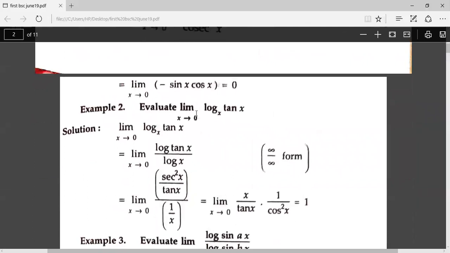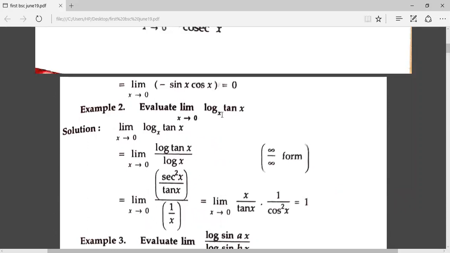Next, evaluate limit x tends to 0 of log of tan x to the base x. Remember, not to the base e, but to the base x. Consider limit x tends to 0 of log x tan x. You can write this using the logarithmic rule. What is the logarithmic rule? Log m to base n is nothing but log m divided by log n to the same base. That is the rule of logarithm. So using that rule, you can write this as log of tan x divided by log x.